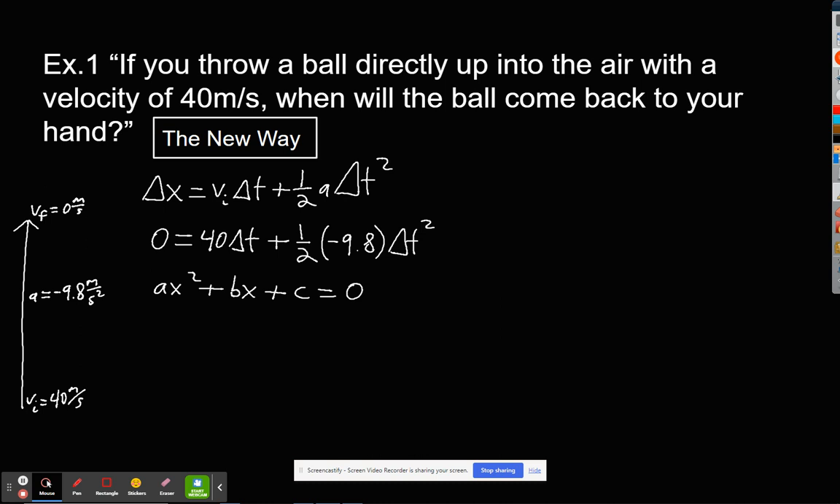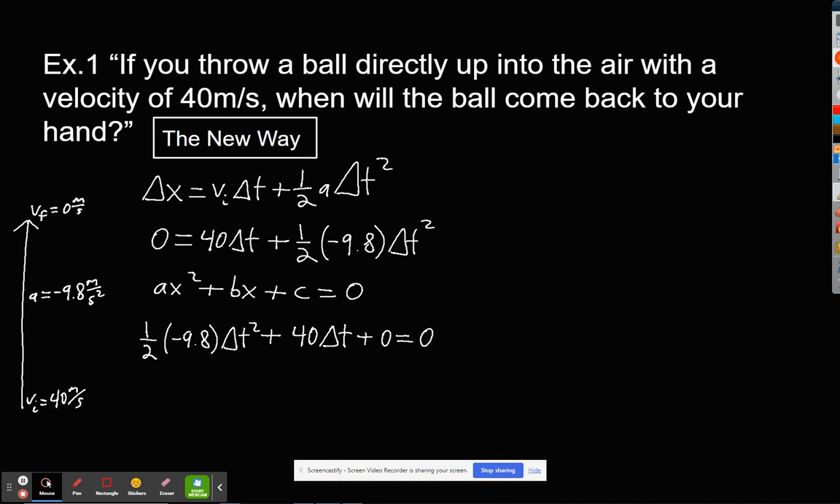So our t squared here would be equivalent to our x squared. So I'm going to put the 1/2 times negative 9.8 t squared on the far left, plus 40t, because that t is equivalent to our x. And here we don't have a constant, or rather, we do have a constant. It would just be plus 0 is equal to, well, 0.